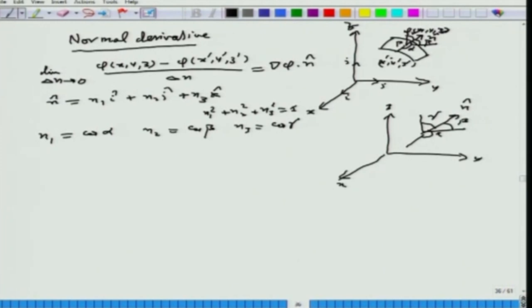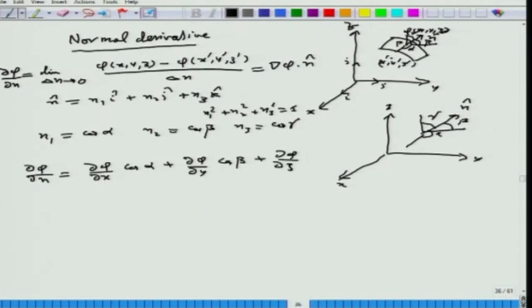So, we can see that this can be calculated, and another notation for this is del phi over del n. So, we can see that del phi over del n is the gradient vector, del phi over del x, times the first component n1, that is cos alpha, plus del phi over del y cos beta plus del phi over del z cos gamma. So, this is another convenient formula for this. If in terms of direction ratios, we have certain numbers here, small a, small b, small c, then we divide by the square root of a squared plus b squared plus c squared. So, that can also be seen here.